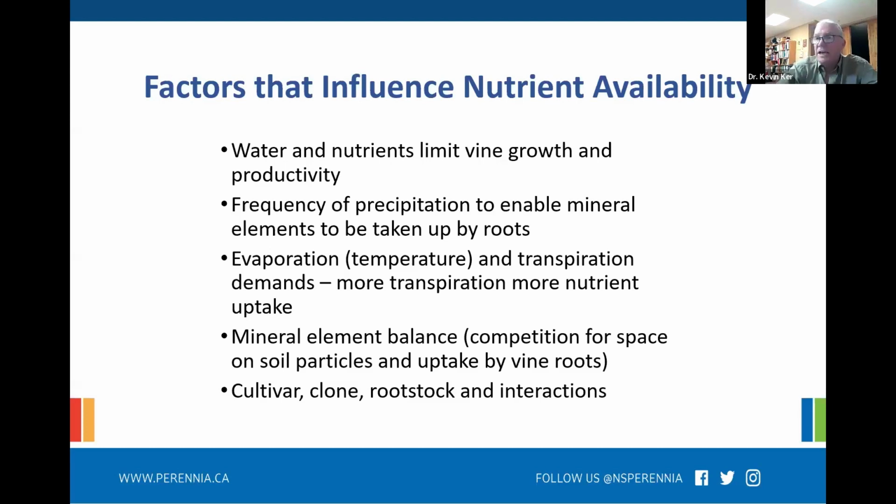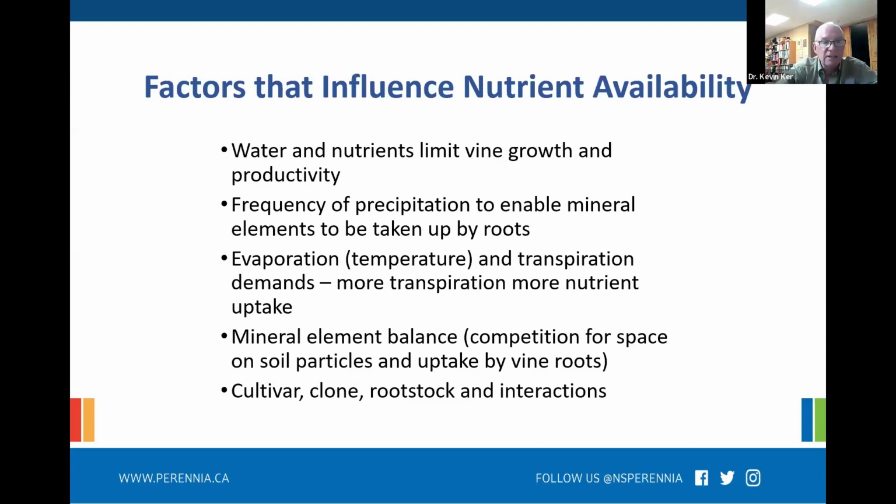And finally, if we look at it, the temperature has a huge influence in the way that the plant takes up nutrients. The higher the rate of transpiration or growth of the plant, the more nutrients it will pick up. The root hairs touch the soil particles, they can access the materials, and it will take it into the plant. And finally, if we look at the balance in terms of soil particles and uptake by the vine roots and really getting into soil structure, that can have a tremendous influence.